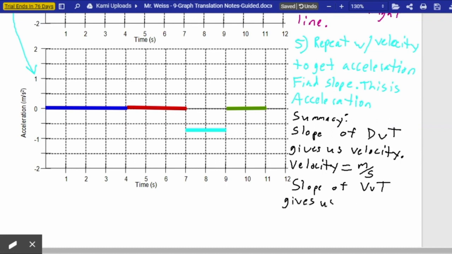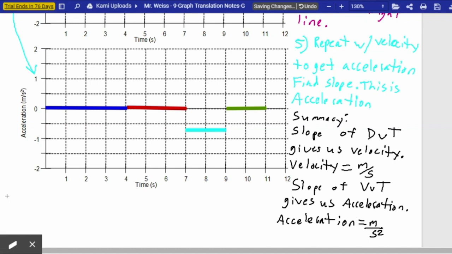Next, let's talk about the slope of a velocity versus time graph. The slope of a velocity versus time graph is the change in velocity over the change in time. This gives us acceleration. In other words, we're saying how quickly can we change our speed. Another reason why we know that the slope of a velocity versus time graph gives us acceleration is because the units of the slope are meters per second squared, and those are the units of acceleration.